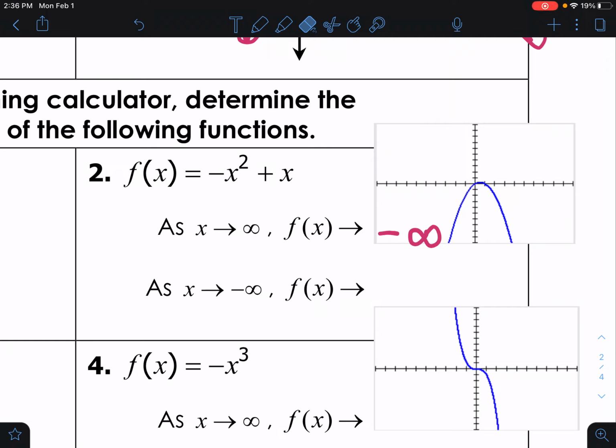All right, what about as x approaches negative infinity? Okay, you notice we go that way. What's happening with y? Well, it's also going down. So this is also approaching negative infinity.